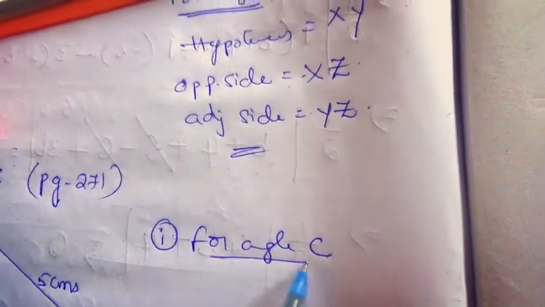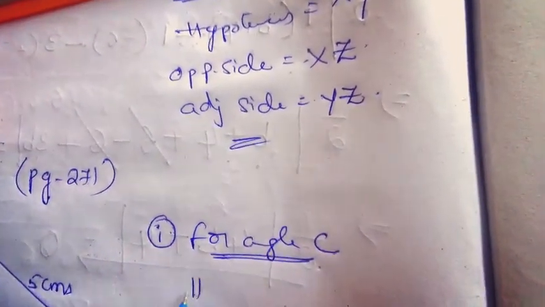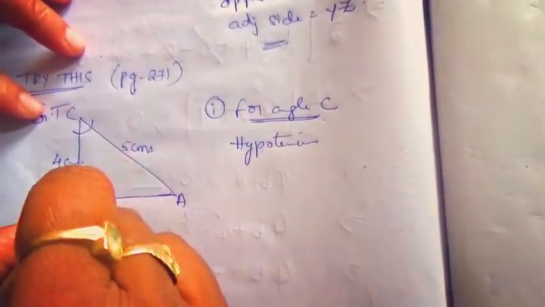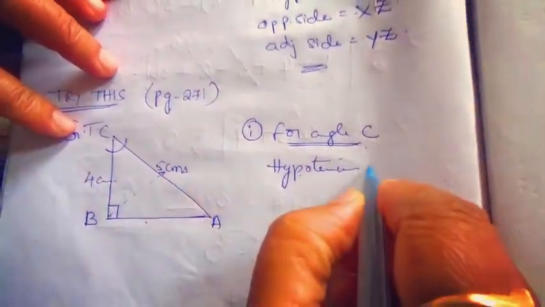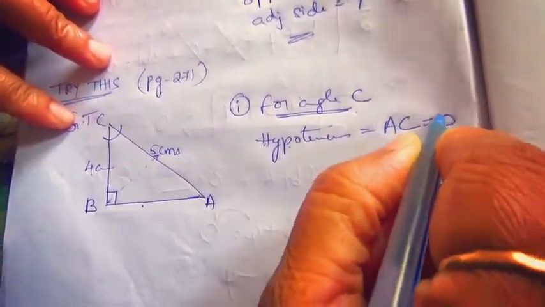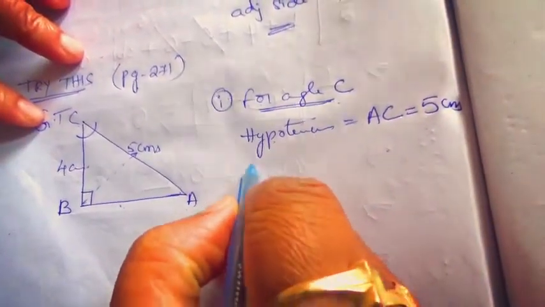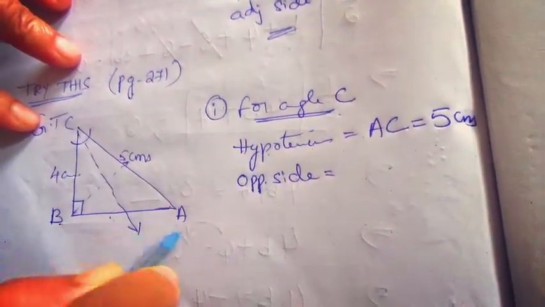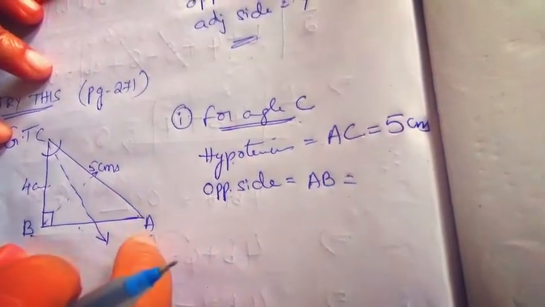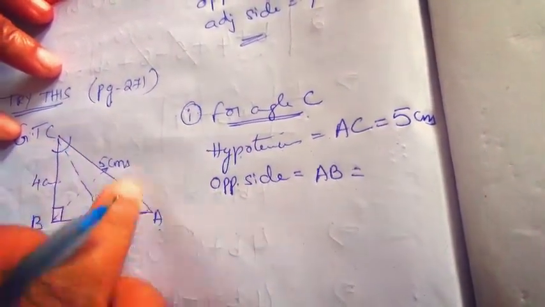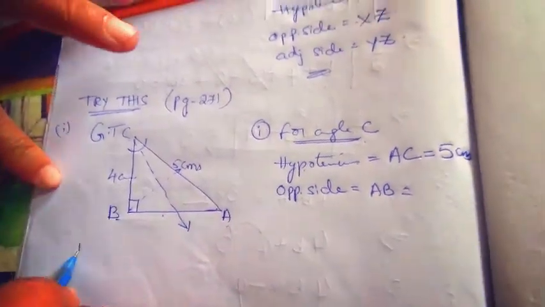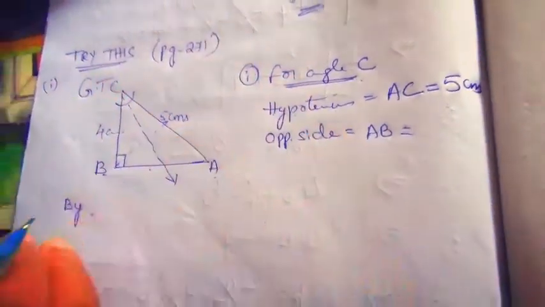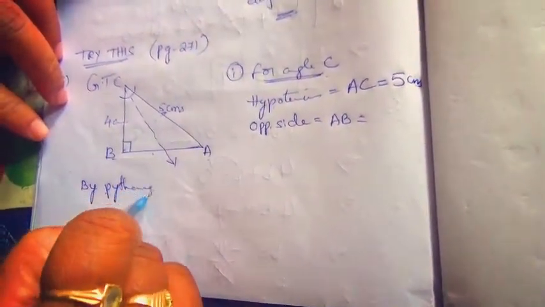For angle C, the hypotenuse never changes, it is opposite to 90 degrees, that is AC. Hypotenuse is equal to AC, which is 5 centimeters. What is the opposite side? Opposite side means AB. Do we know AB? We don't know, right? So in any right angle triangle, by the Pythagoras theorem you can find the remaining side.